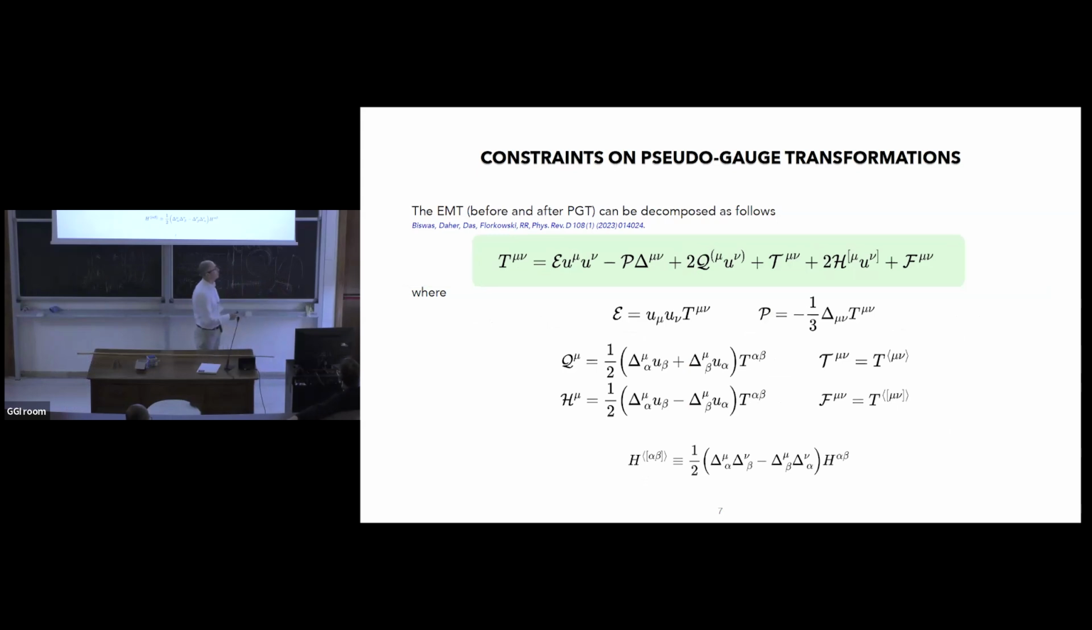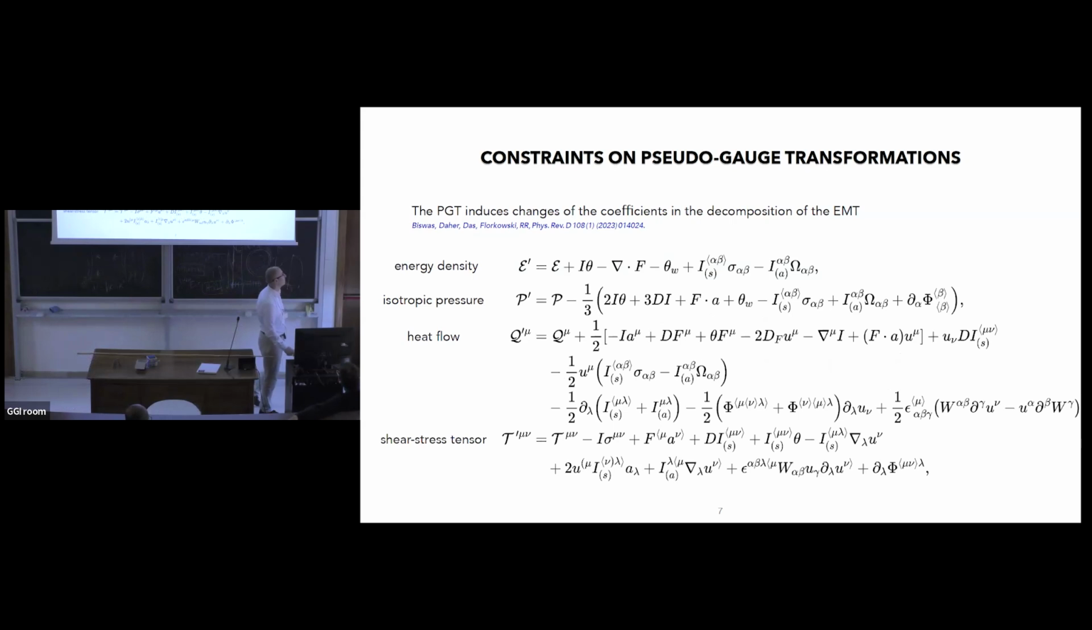Now you can do the same with the T^{\mu\nu}. This is something which we all do all the time. We decompose it along and orthogonal to the flow velocity. You have different components, and now you can do it before and after the pseudo gauge transformation. And this is the translation table for symmetric to symmetric transformation. So your energy density, pressure, heat flow, and shear stress tensor would be modified by doing such a pseudo gauge transformation in this way.